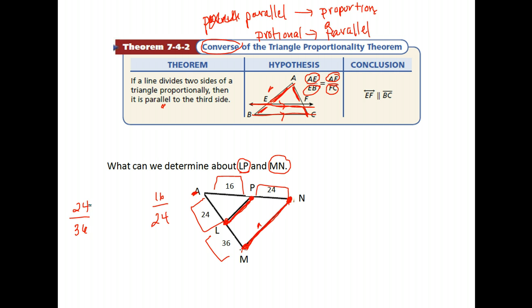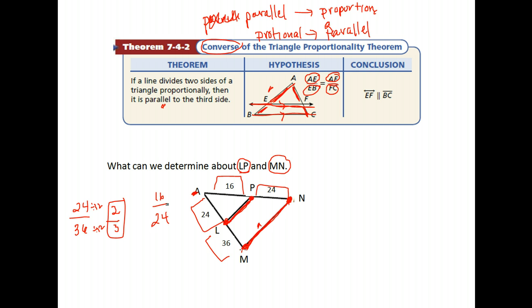Let's reduce these. Let's see, 12 will go into 24 and 36. It goes into 24 twice, and it goes into 36 three times. We're just reducing that fraction. So this one has a fraction of 2/3. Let's do the other one.